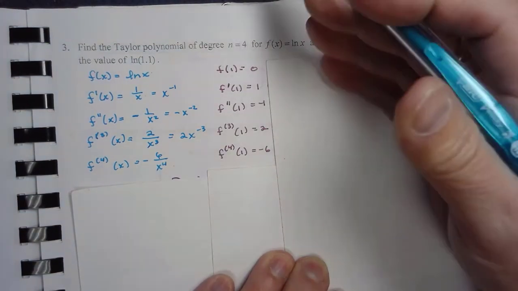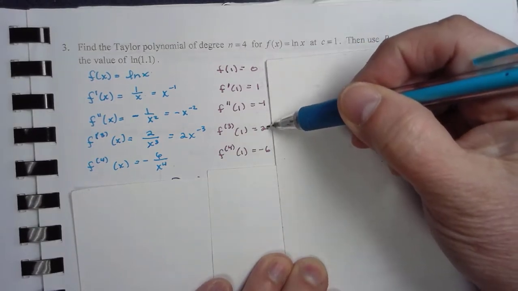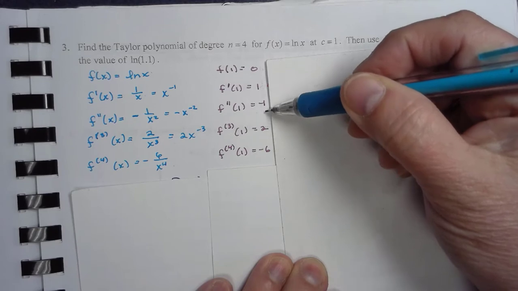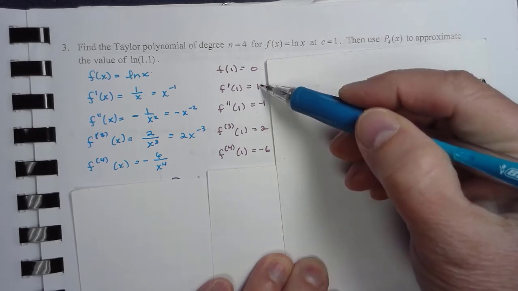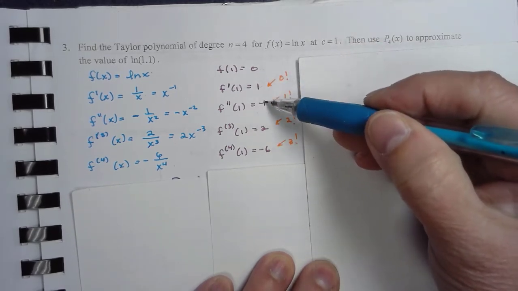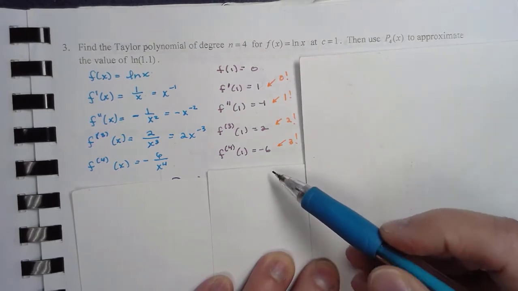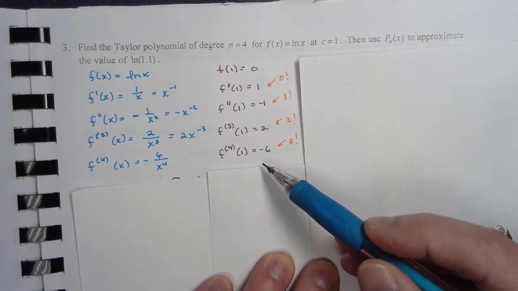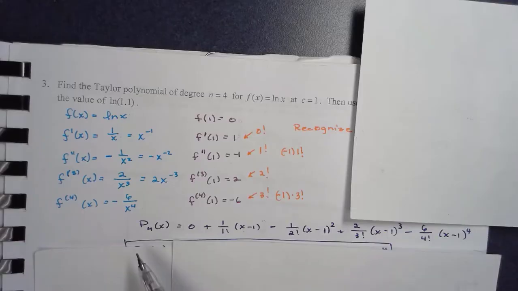I don't know if you recognize the progression here, but 6 is 3 factorial. 2 is 2 factorial. 1 is 1 factorial. 1 is 0 factorial. So it's interesting that these are increasing by factorials. We know that the next one would have to be 4 factorial, and it would be positive if I were interested in that. Now we're going to write our 4th degree polynomial.